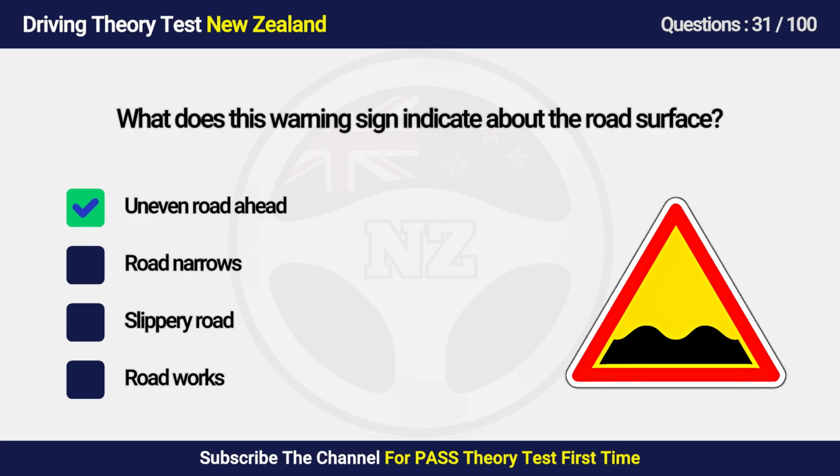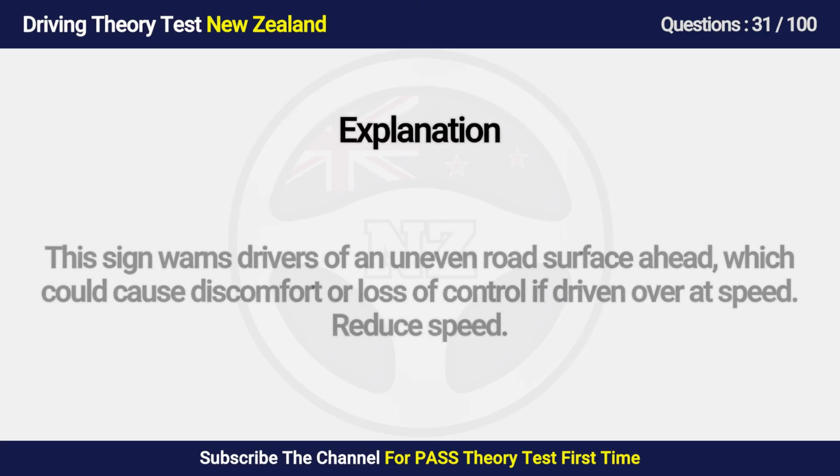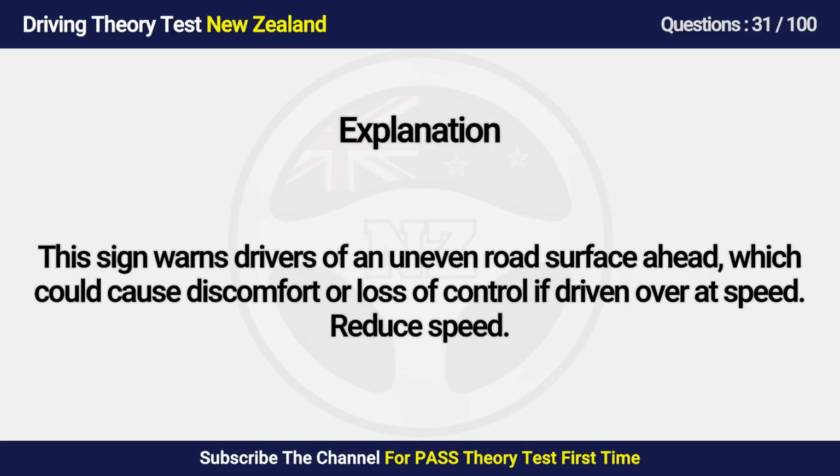Answer is A. Uneven road ahead. This sign warns drivers of an uneven road surface ahead, which could cause discomfort or loss of control if driven over at speed. Reduce speed.